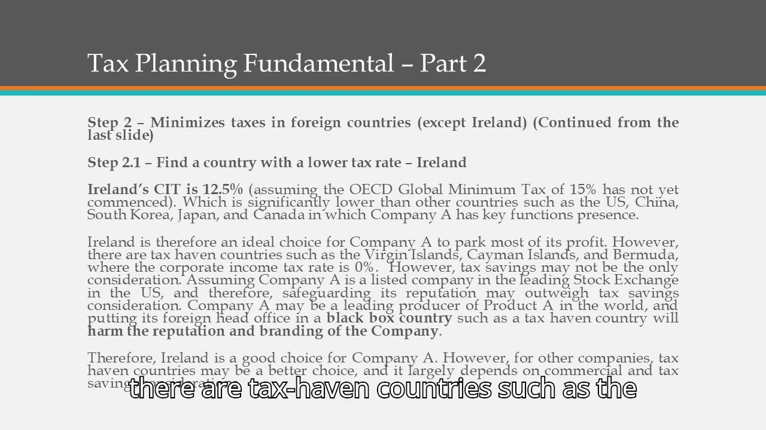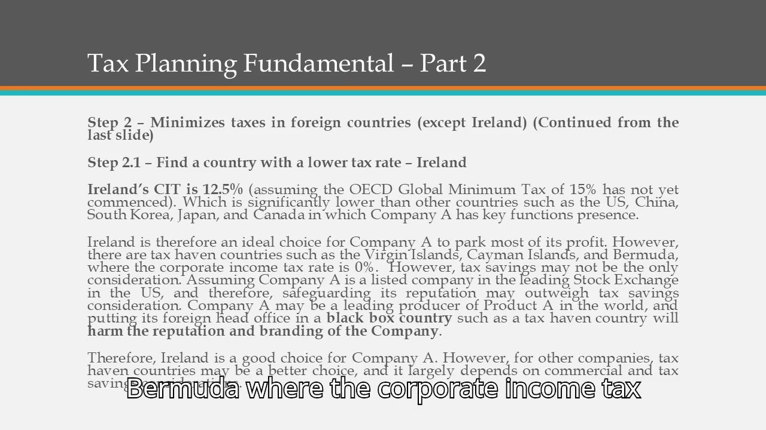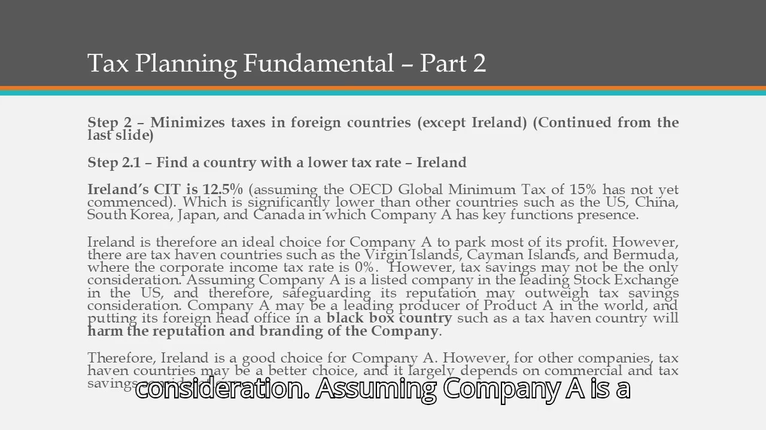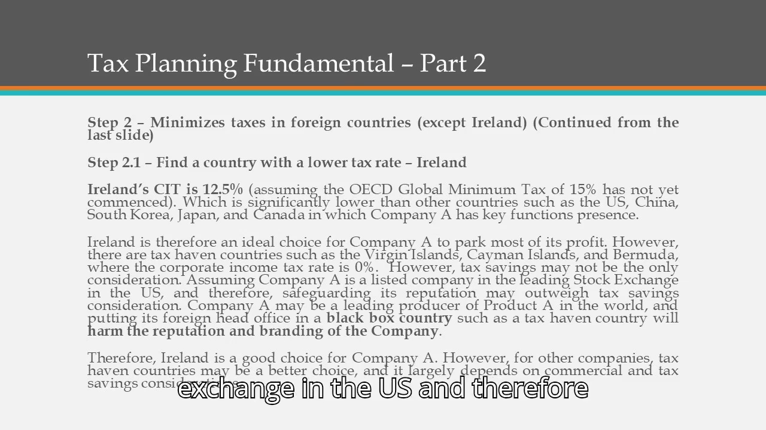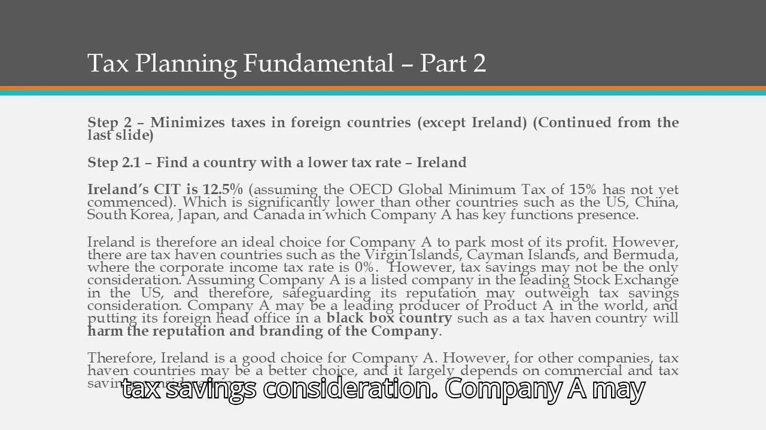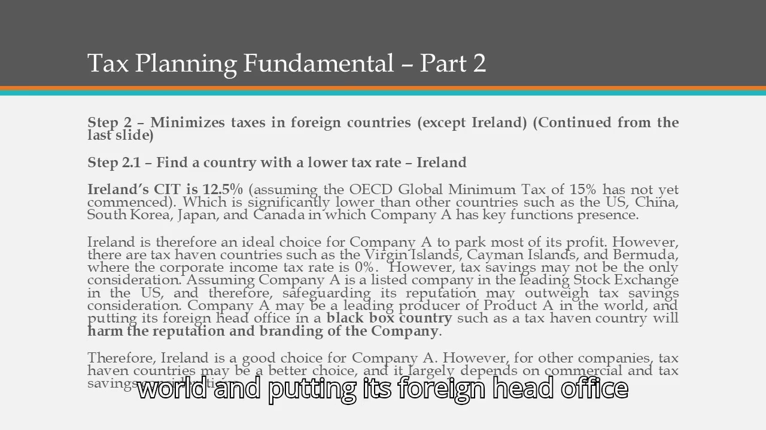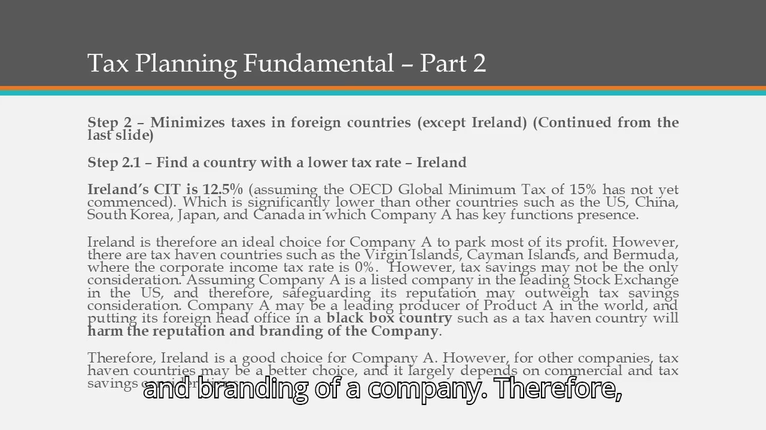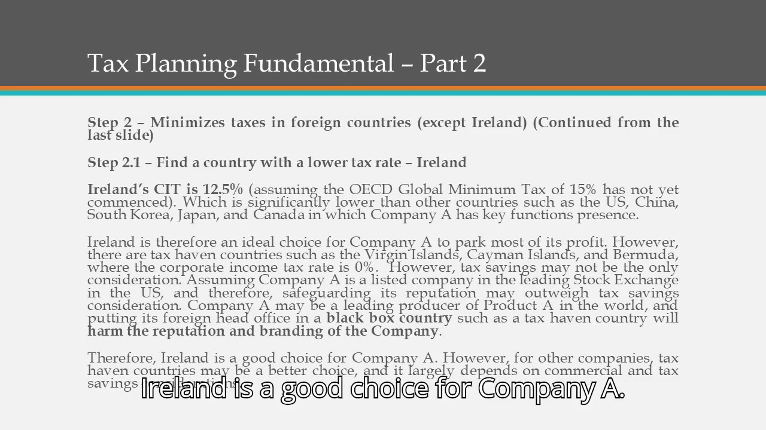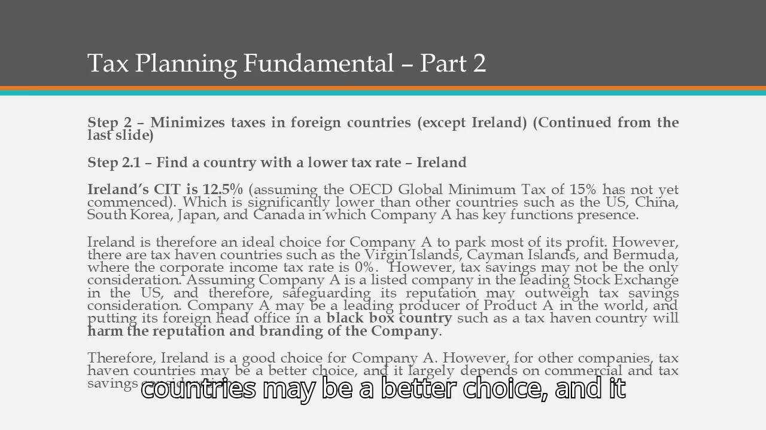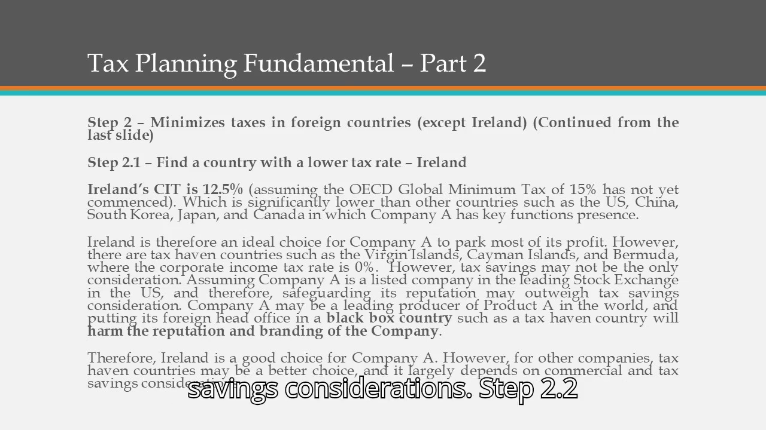However, there are tax haven countries such as the Virgin Islands, Cayman Islands, and Bermuda, where the corporate income tax rate is 0%. However, tax savings may not be the only consideration. Assuming Company A is a listed company in the leading stock exchange in the U.S., safeguarding its reputation may outweigh tax savings considerations. Company A may be a leading producer of product A in the world, and putting its foreign head office in a black box country such as a tax haven country will harm the reputation and branding of the company. Therefore, Ireland is a good choice for Company A. However, for other companies, tax haven countries may be a better choice, and it largely depends on commercial and tax savings considerations.